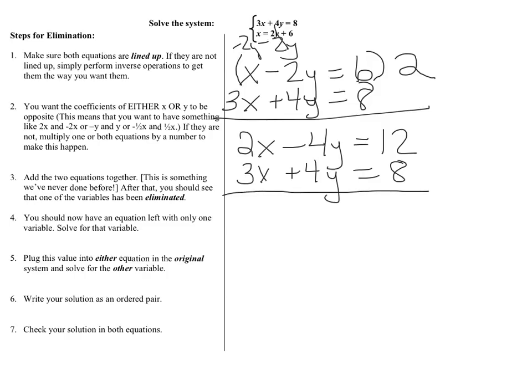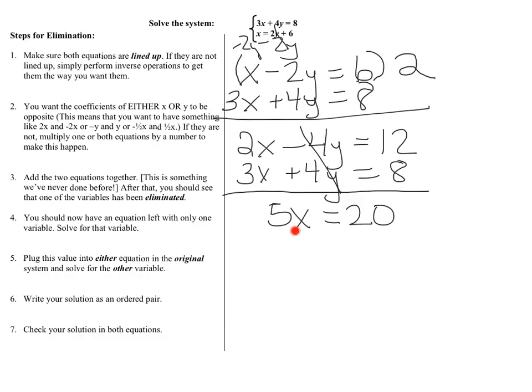So I have 2x plus 3x is going to give me 5x. Negative 4y and 4y give me 0, so that cancels out. Then I bring the equal sign down, and 12 plus 8 is 20. So then step 4, right here, we now have an equation left with only one variable.